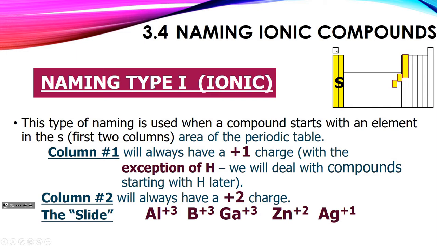And then there's what I call the slide. The slide starts at boron and aluminum and gallium, all +3. Then it goes to zinc, +2, and silver, +1. So you're sliding down: 3, 3, 3, 2, 1. Okay? Those don't change. That's just what they are. If that's just what the charge is, then I don't have to tell anything about the charge. So I can just go on to the next part, which is naming it.